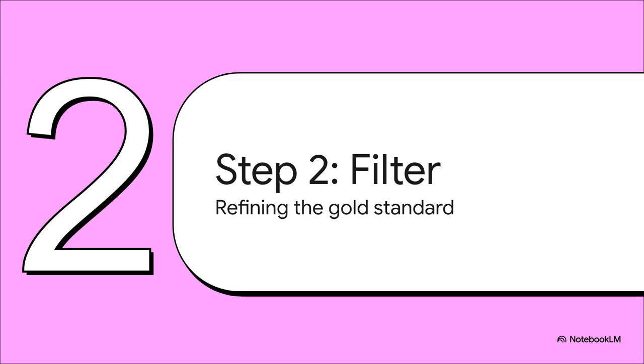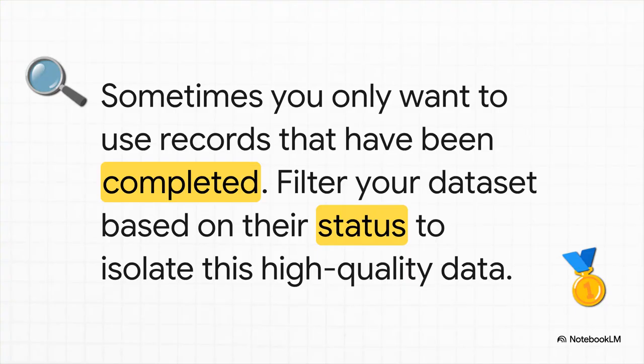So what if you don't want to use every single record? To create a true gold standard dataset, you really need to isolate only the records that are fully complete and have been vetted. And that, my friends, is where filtering comes in. And again, it's incredibly easy to do. All you have to do is filter for records with a completed status. When you do that, you're basically telling your pipeline, hey, only use the data that's passed all the checks. This is so key for training models that are robust and reliable.